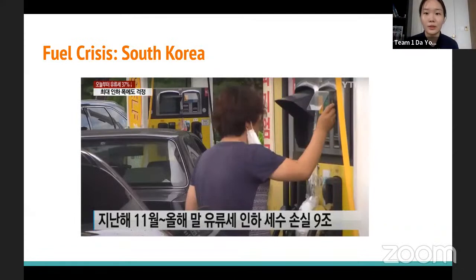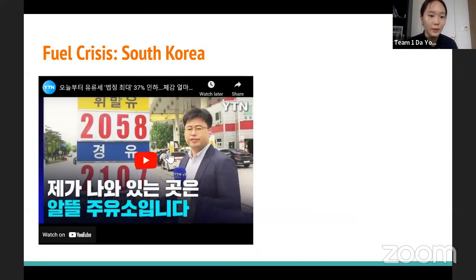As a result, since November 2021 until July 2022, the estimated tax loss is 9 trillion Korean won. Despite this government effort, the citizens aren't experiencing much relief since the prices have risen too much compared to a year before. As such, Ukraine-Russian war has been devastating nations' economies by impacting the economy's energy source, fuel. So now there's a video about the citizens talking about the fuel price.